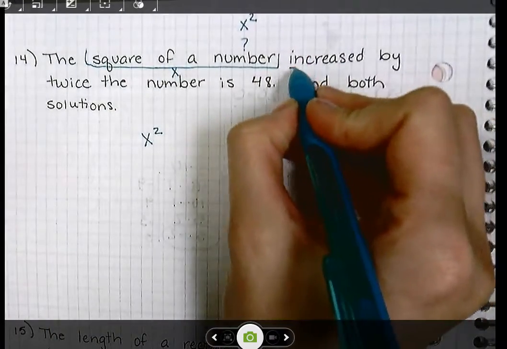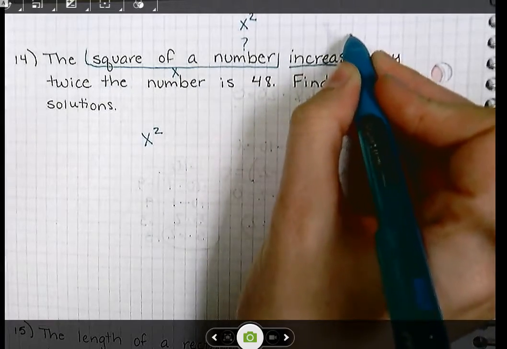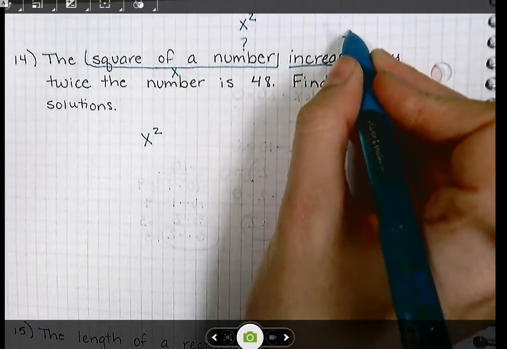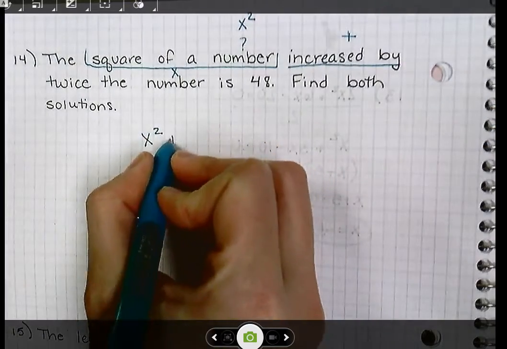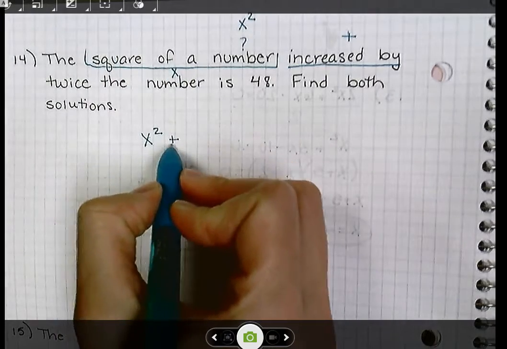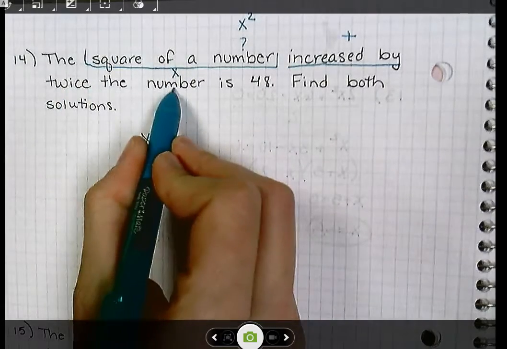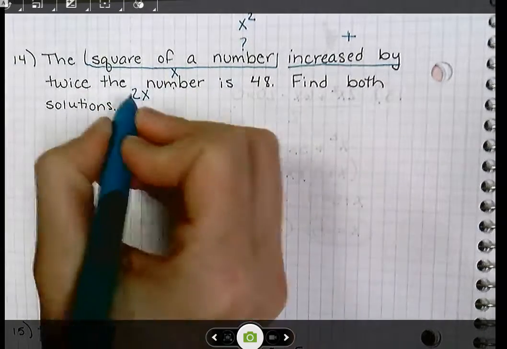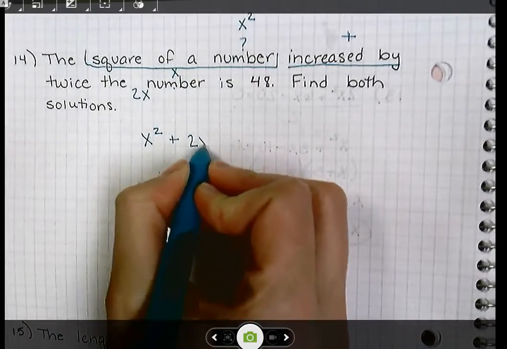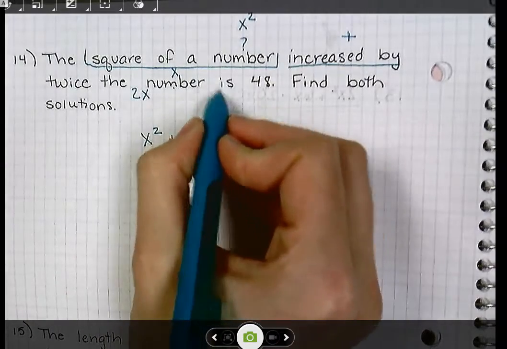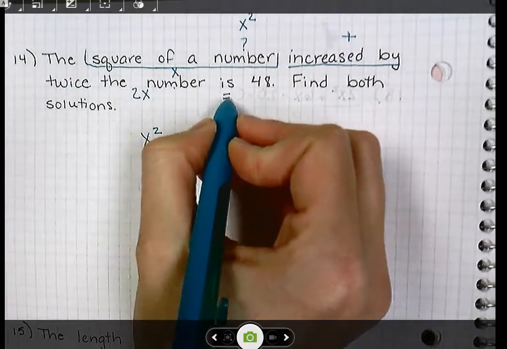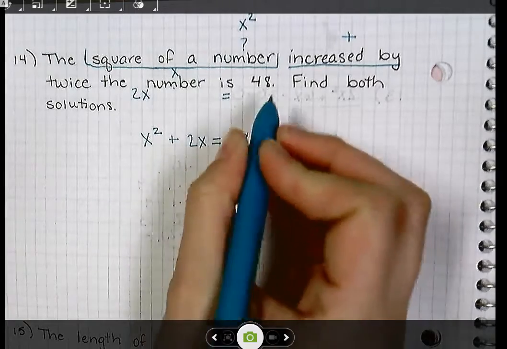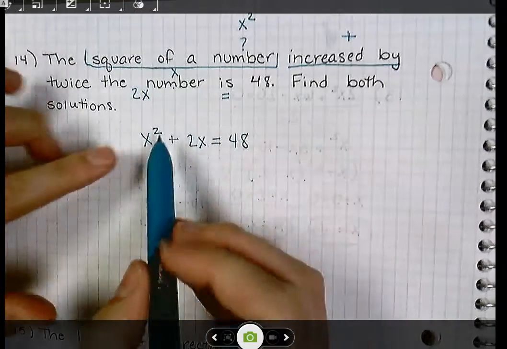Increased by means you're adding an amount. So the square of a number increased by twice the number. Twice the number is 2 times the number. That's how I get 2x. The word "is" is usually represented by equals. So is 48.